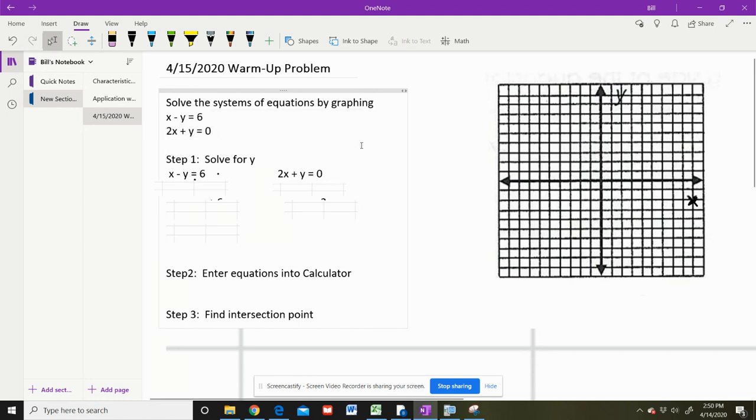So our first step is we want to get it into slope-intercept form. So we want to solve for y for both of these so we can put them into our calculator or on the Desmos website. So step one, solve for y.